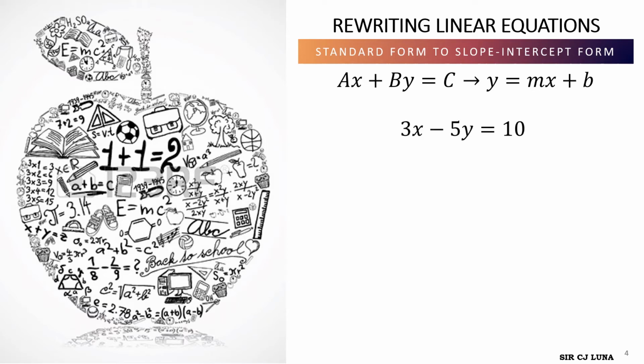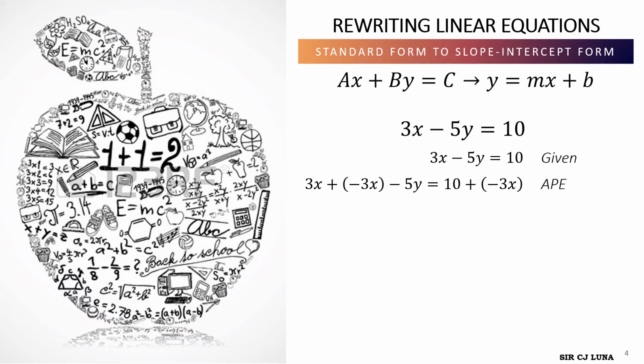Let's say ang example natin ay 3x minus 5y equals 10. Yan ay nasa standard form. We will rewrite it into slope-intercept form. So paano gagawin yun? Kailangan sa left side matira lang yung negative 5y. So paano tatanggalin yung 3x dun sa left side? We will apply addition property of equality. Mag-a-add tayo ng additive inverse ng 3x sa ating buong equation, both sides. Okay? So ang additive inverse ng 3x ay negative 3x. So we add negative 3x to both sides of our equation.